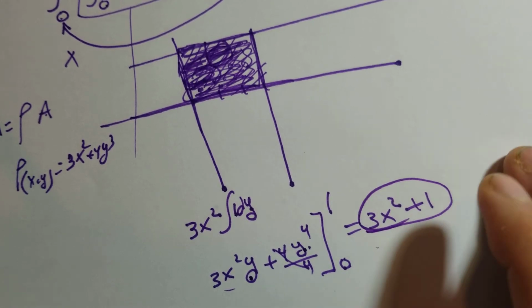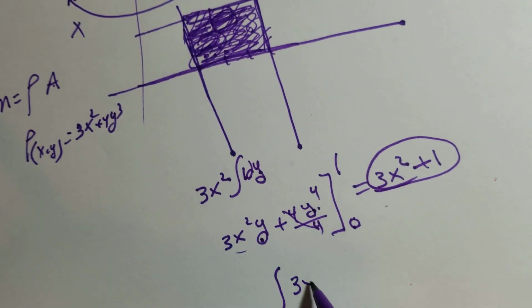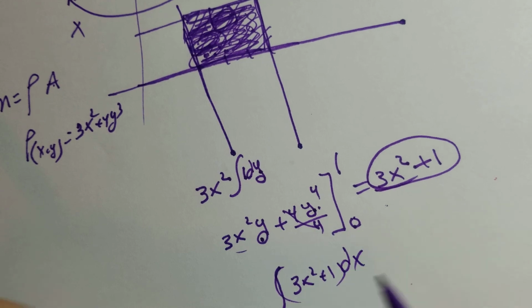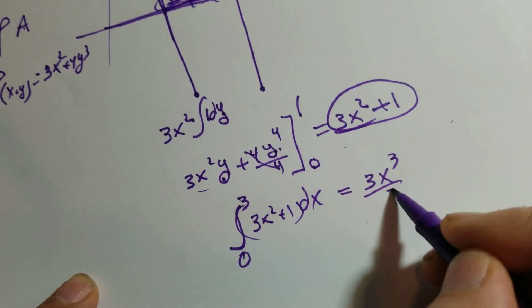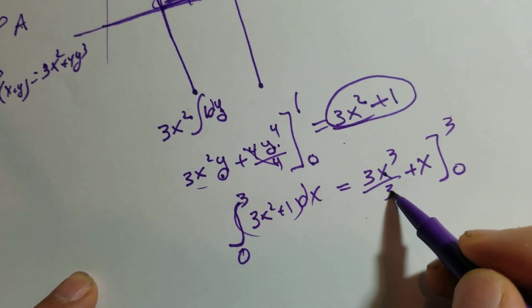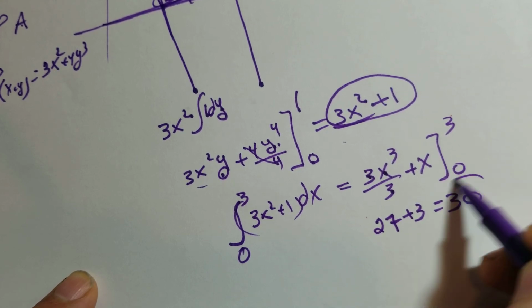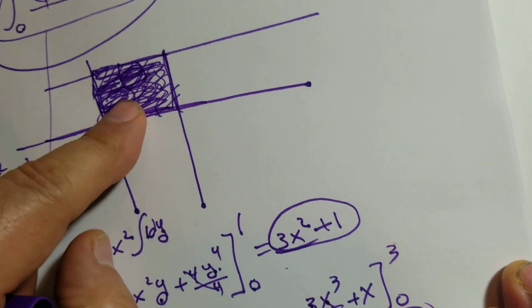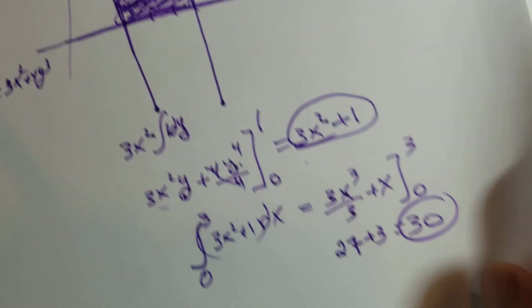Then see, everything came in terms of x. That function has to be integrated, 3x squared plus 1, with respect to x, from 0 to 3. And that becomes 3x cubed over 3 plus x from 0 to 3. That's 27 over 3 is 9, 9 times 3 is 27, plus 3. Therefore, the mass of that plate is 30 pounds, with a different density.